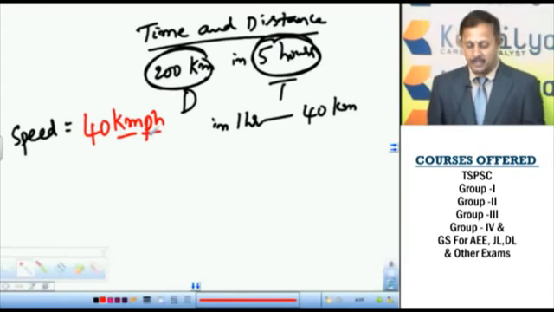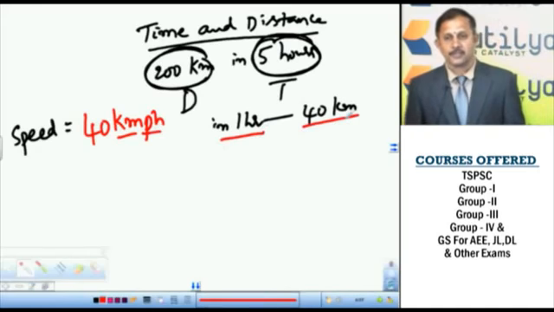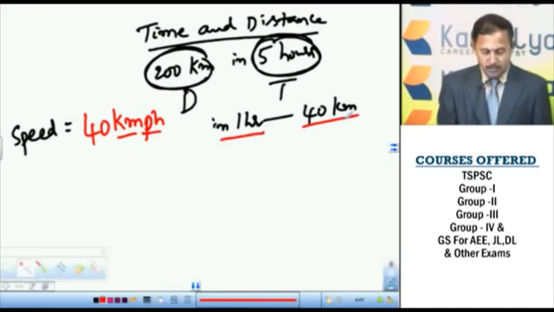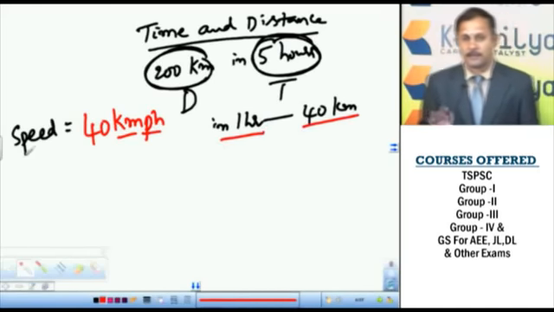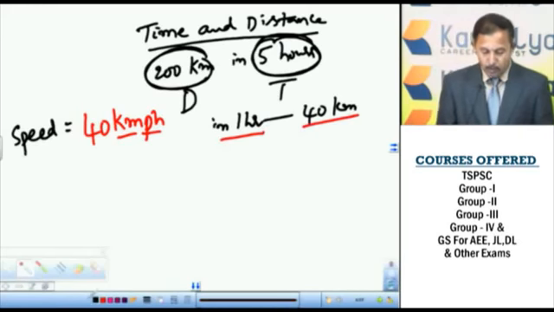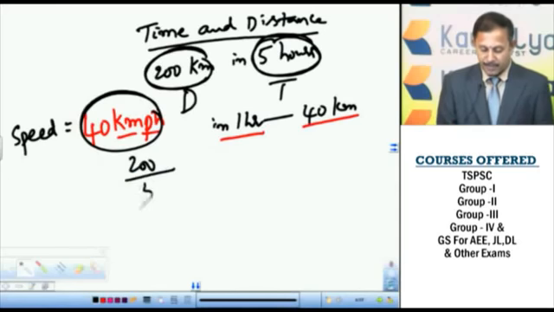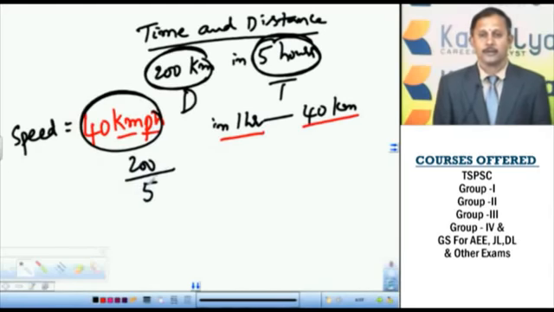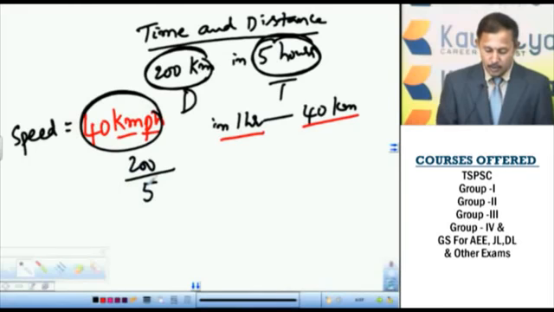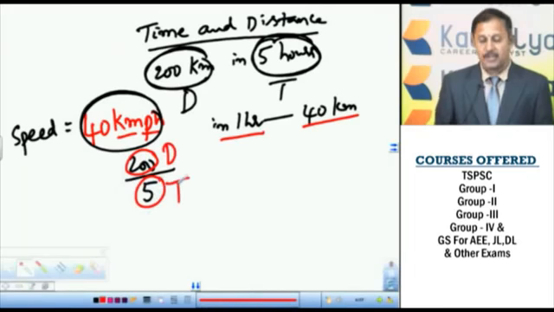Or in other words, in 1 hour, it can cover 40 kilometers distance. So therefore, the speed of the vehicle is 40 kilometer per hour. How to get this 40? In practice, the number 200 divided by 5 gives 40. Here 200 is the distance, whereas 5 is the time taken.